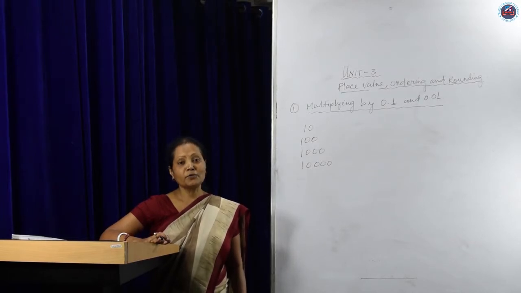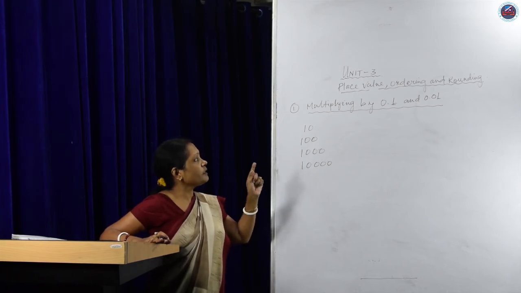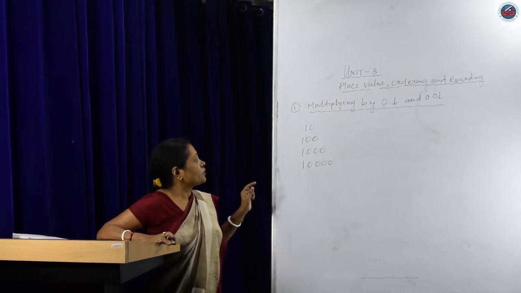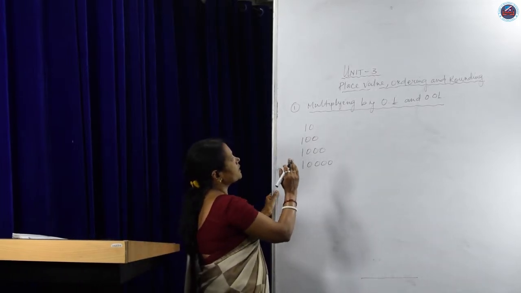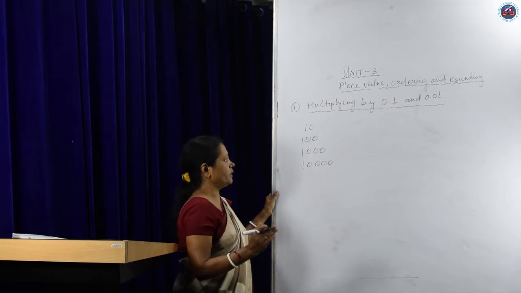Students, I'm back with a new topic, and today's topic is Unit 3 Place Value, Ordering and Rounding. In today's topic, the first subtopic I am going to teach you is multiplying by 0.1 and 0.01.